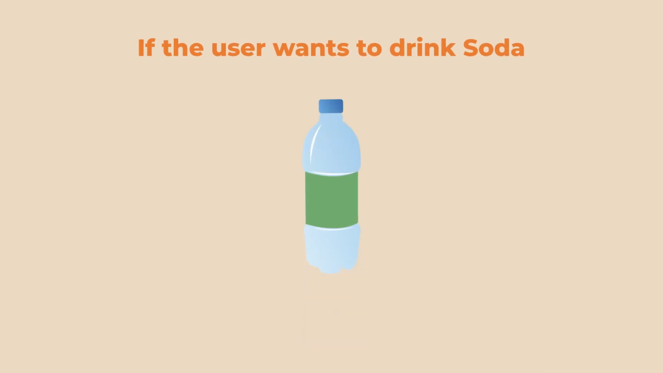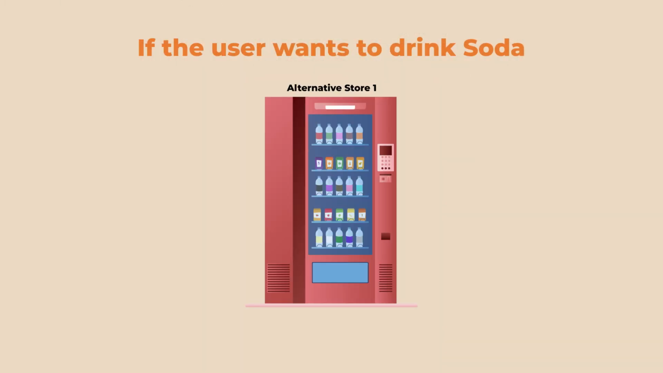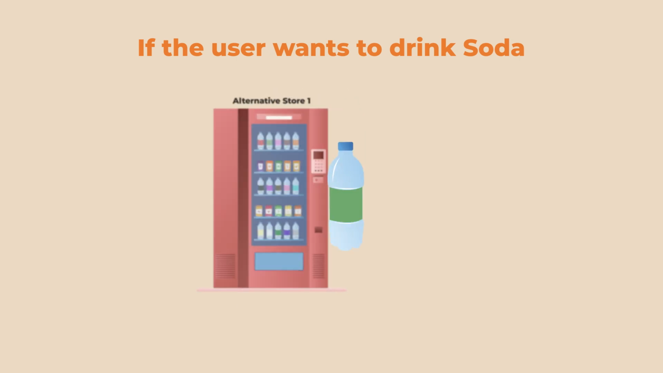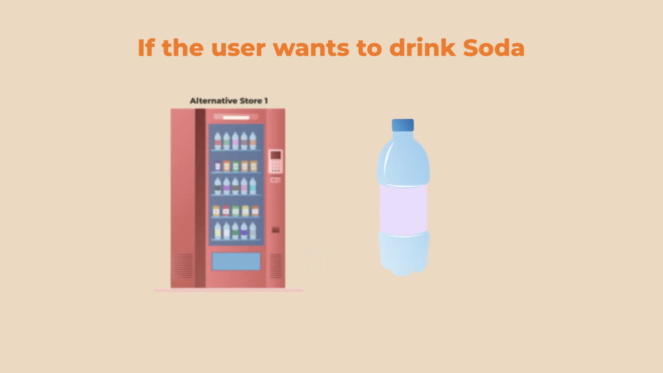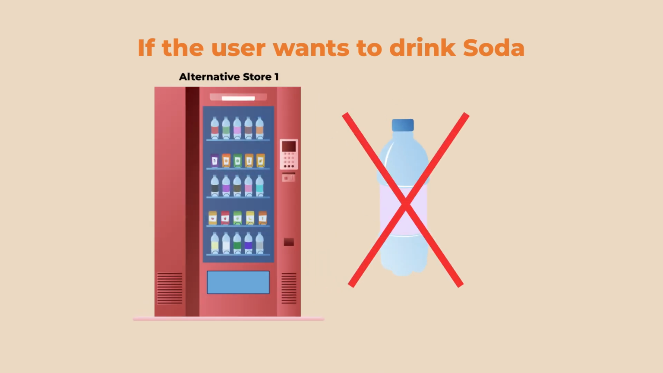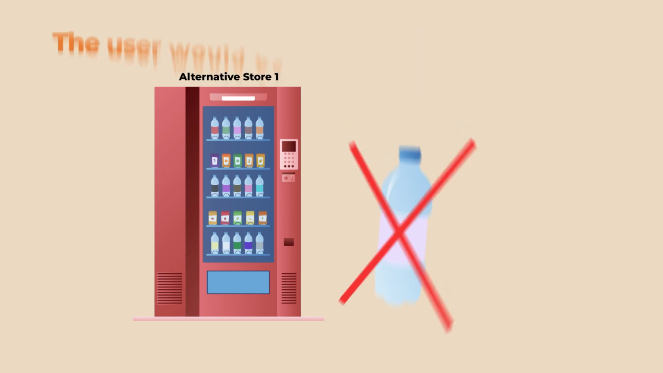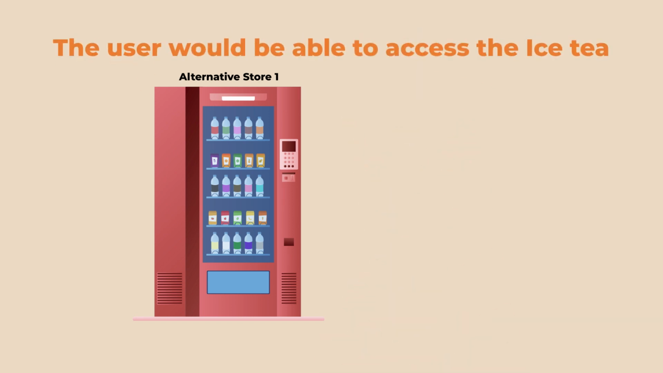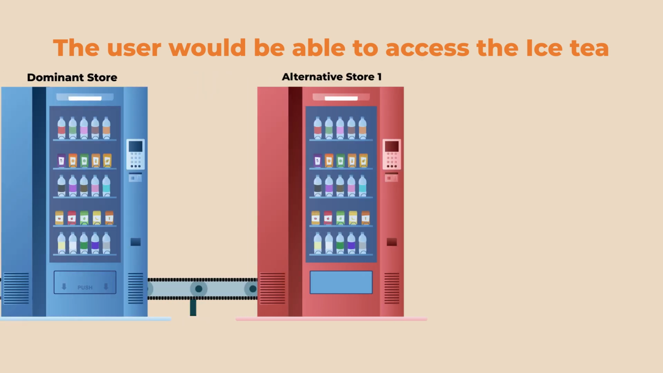Like that, if the user wants to drink soda and those are available in the machine that the user selected, the user would reach the soda. But if the user wants to drink iced tea and this is not available in the machine that the user selected, the user would be able to access the iced tea. Please remember, we are talking about free-to-download apps from the dominant app store without having to abandon its preferred alternative store.